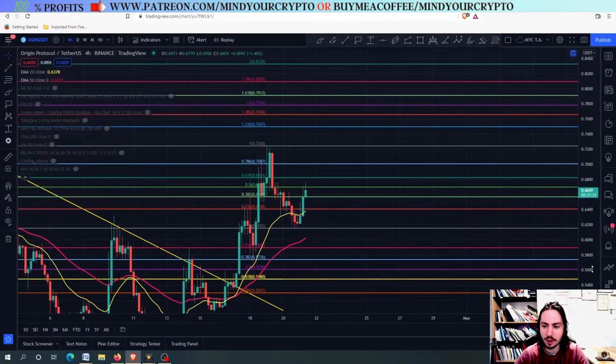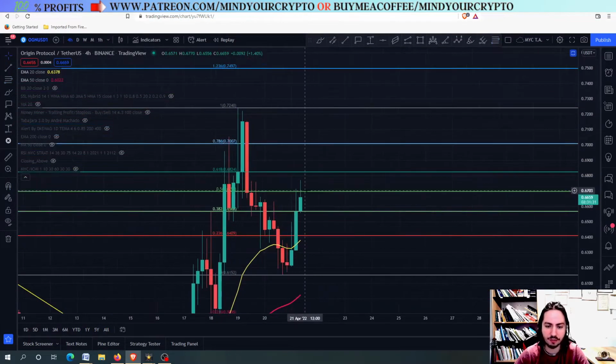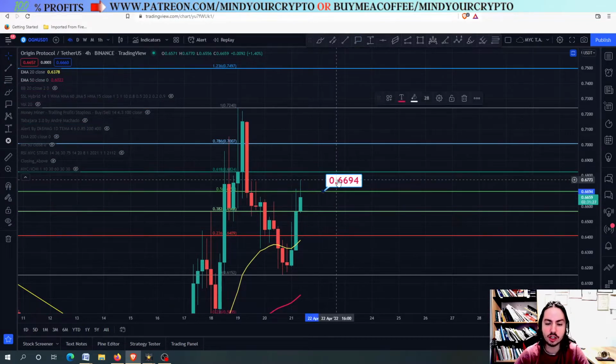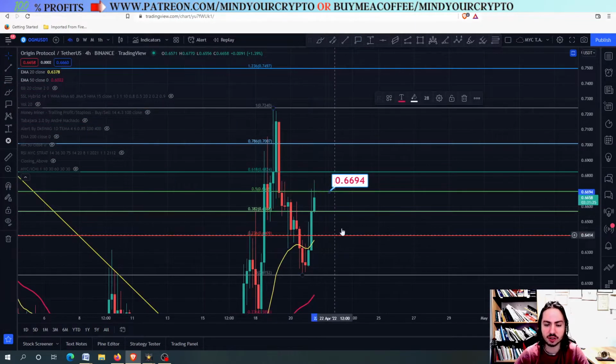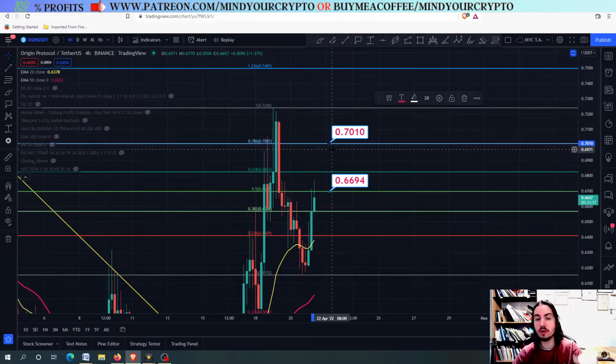Potentially what we have to do is close above the 0.5 Fibonacci retracement, which will be the 0.67. If we do not, probably we are going a little bit further down before we go higher, and the most important target for the very short term is the 0.70. Okay, I'm going to show you though the next price targets. Where are we going to go?